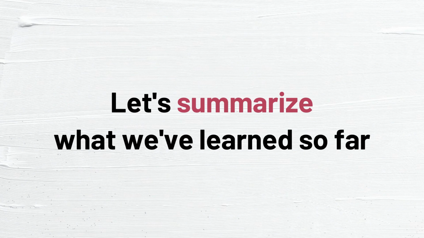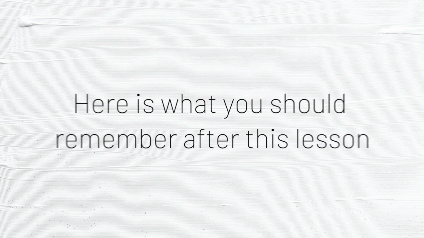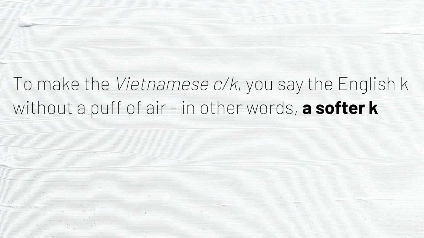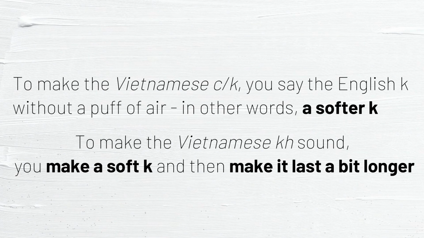Let's summarize what we've learned so far. Here's what we should remember after this lesson. To make the Vietnamese C/K, you say the English K without a puff of air, or in other words, a softer K. And to make the Vietnamese KH sound, you make a soft K and then make it last a bit longer.